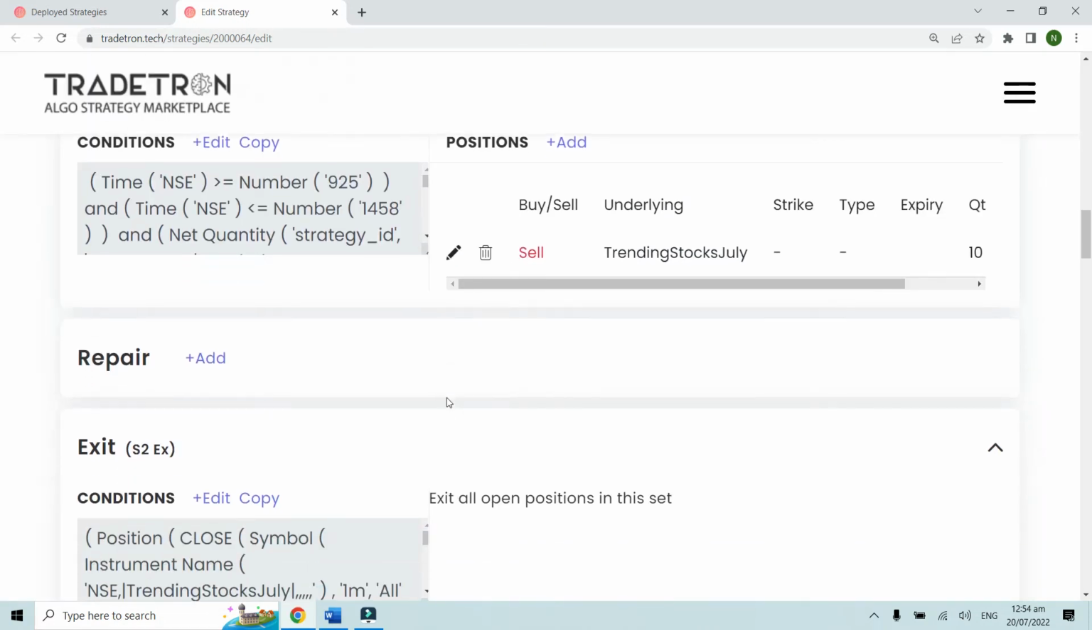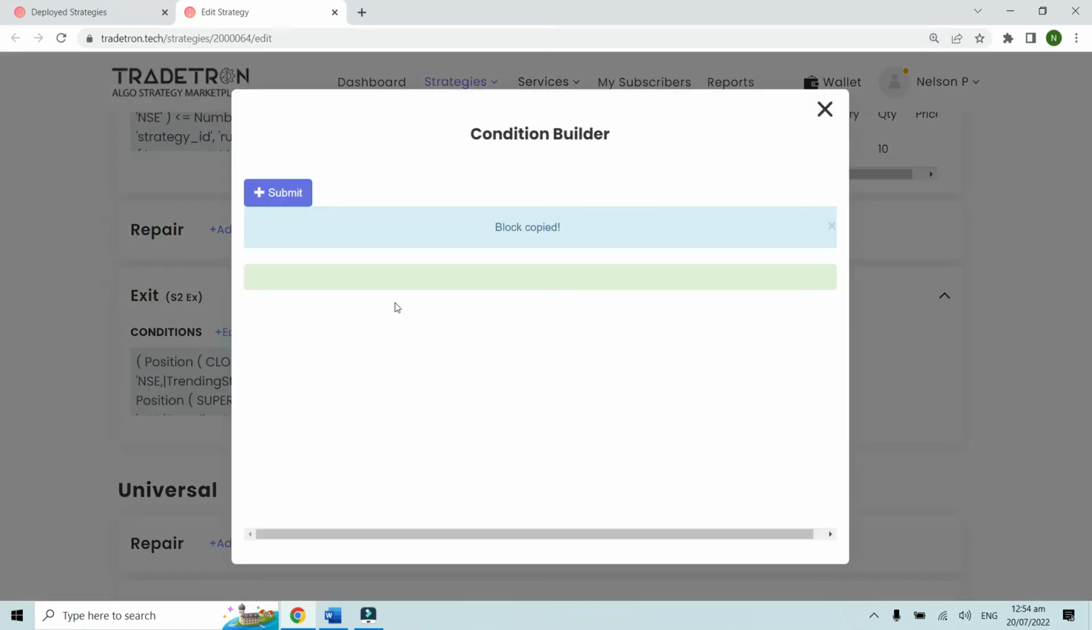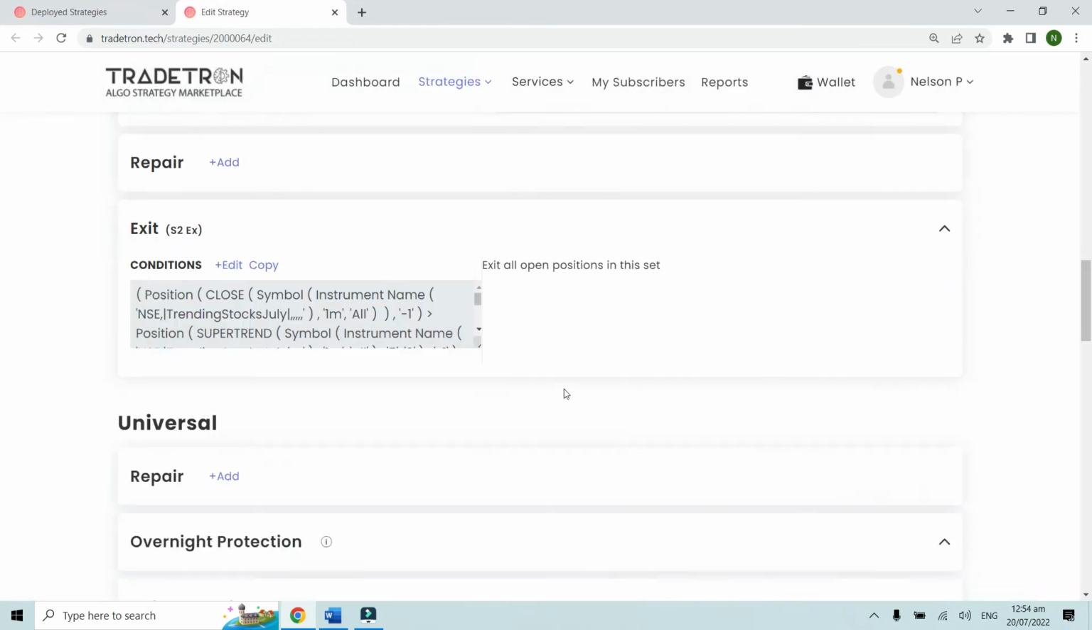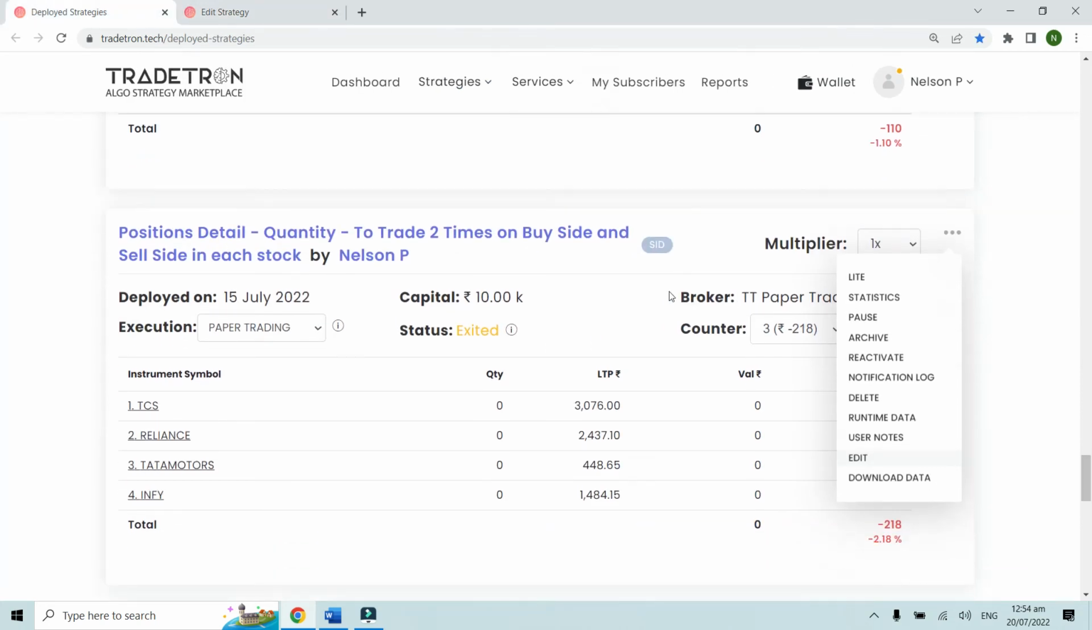And this is the exit of the second set, which is basically the upside crossover. That is exactly the entry condition for the buy side, that is, the crossover condition. So now let's see what kind of trades it has taken during the day. All right, so this is the strategy.